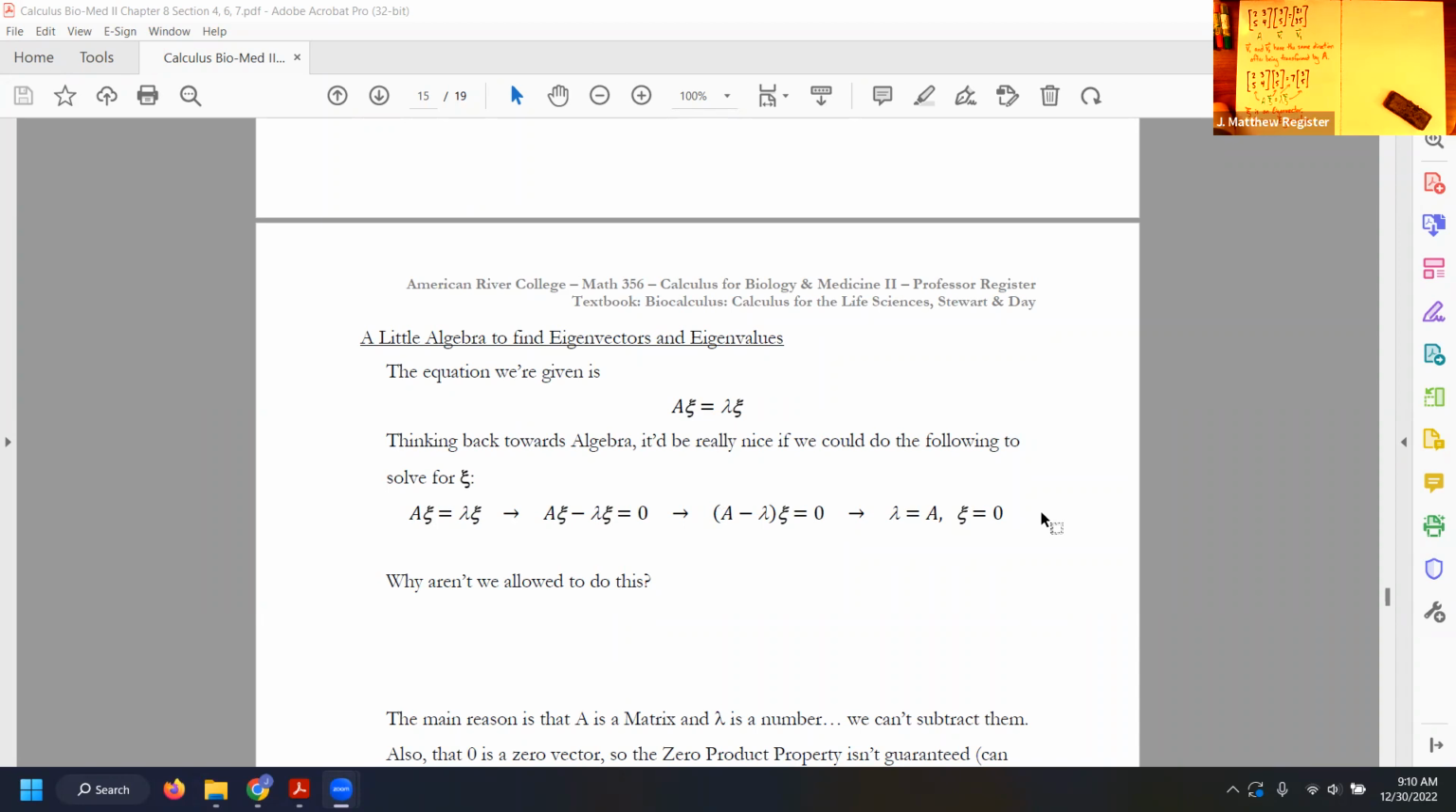And the main problem with that is these are not numbers. A corresponds to a matrix. C corresponds to a vector. And so this approach is not going to work. And so let's see if we can find some different way to solve this equation. And so A times c equals lambda times c.